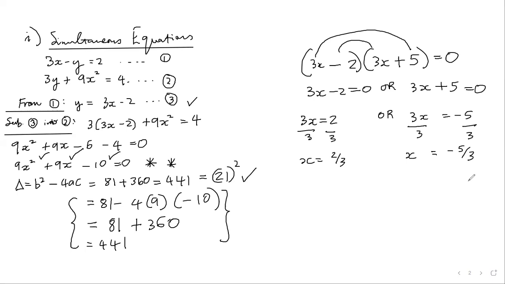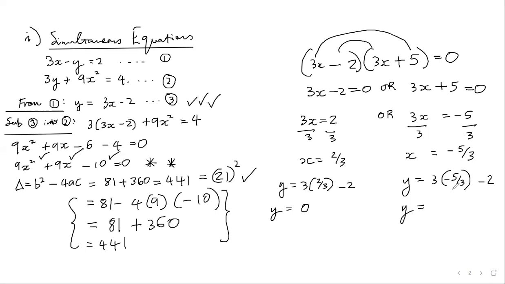These are indeed simultaneous equations, and we also need to solve for y, which we'd get from our equation 3. So we'll say y is equal to 3 times x, minus 2. So y would be 0. And here y would be 3 times minus 5 over 3, minus 2. And here y would be minus 7. Let me check my work. I'm happy with y equals 0. I'm happy with y equals negative 7.